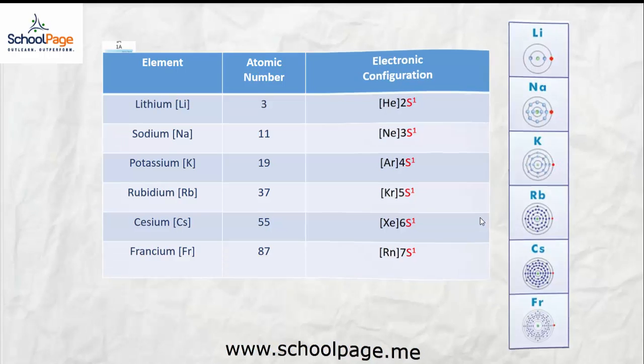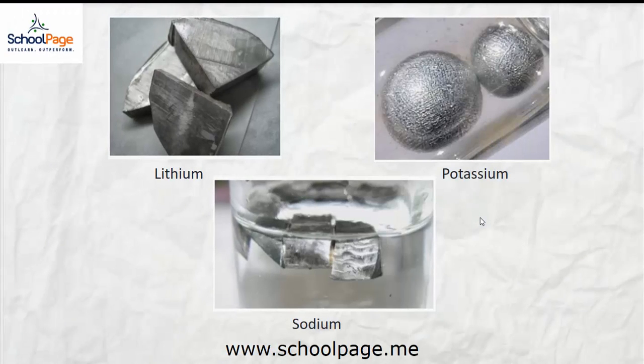Now let's see the physical property. As you can see, all these elements are silvery shiny. And unlike the regular metals, alkali metals are soft. They can even be cut using a knife.